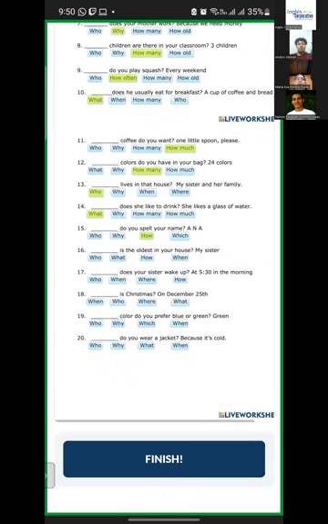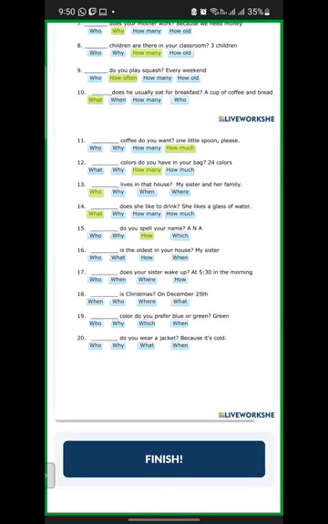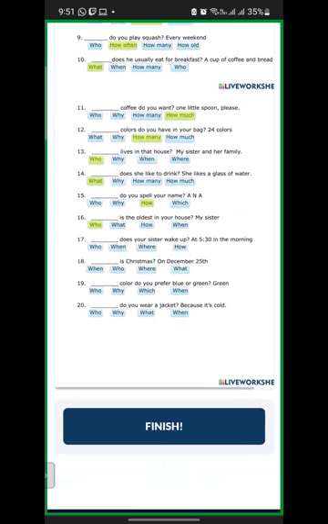La 16 dice, is the oldest in your house. Mi hermano, mi sister. La edad de tu host, my sister. Pero aquí dice my sister. Old sería como quizá la más mayor, ¿no? Sí, es cierto. Mayor de tu casa, de tu hogar. ¿Quién es la más mayor de tu hogar? Mi hermana. ¿Sería Who? Yo creo que es esa, sí. Okay, perfecto.